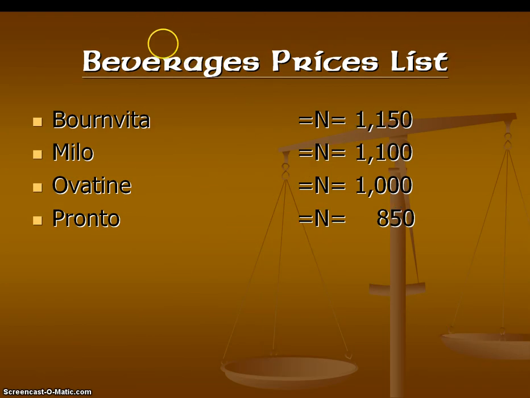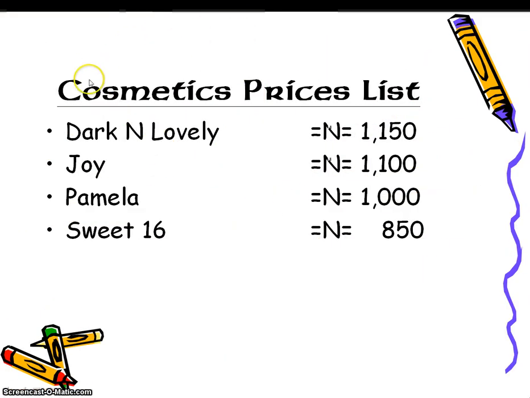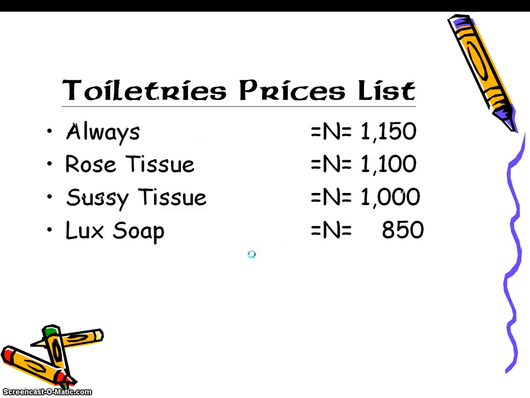Like saying, okay, we have different price lists like Bonfita, like Milo, like Ovaltine, like Pronto, and so on. So you can see that this is the cosmetics price list, and I can decide to change this at my pace. So that is the nice thing.